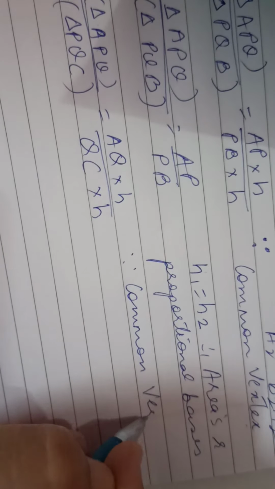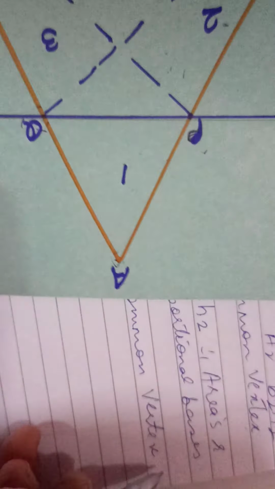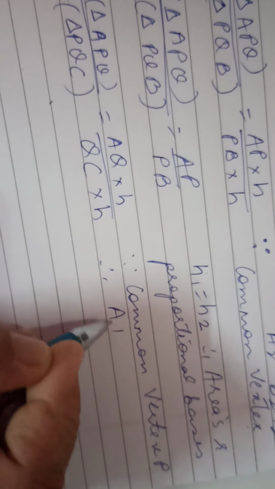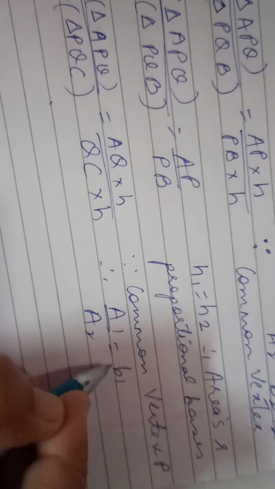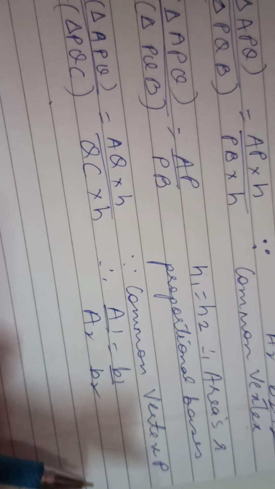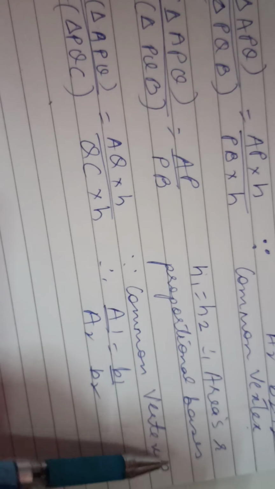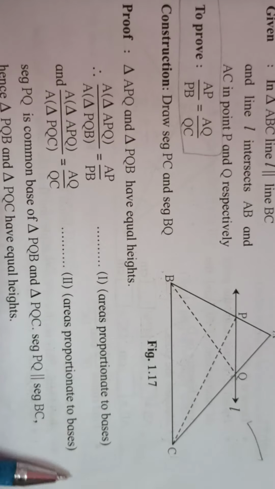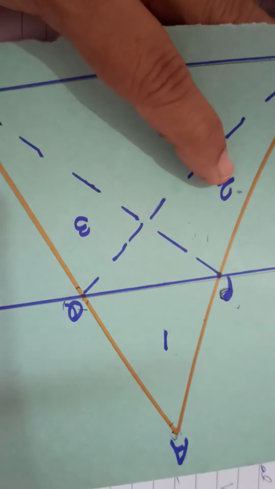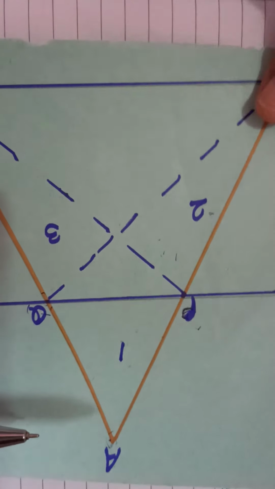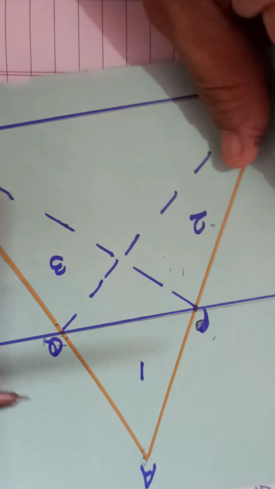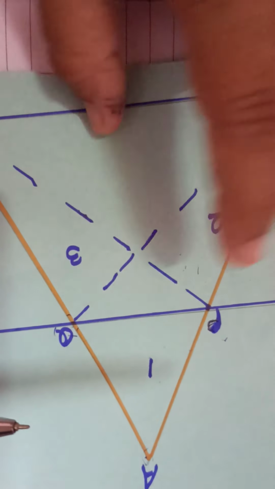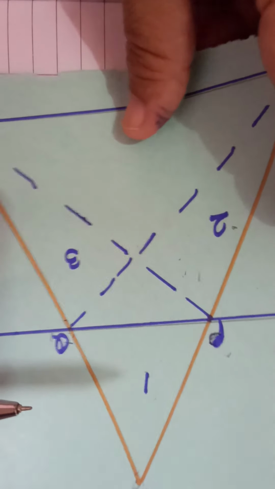Now what is the common vertex? P. Common vertex is P. Therefore, the areas A1 upon A2 is B1 upon B2. You can write it this way, or you can write areas are proportionate to the bases as it is written in the textbook. But this concept should be clear to you. Why is it proportional to bases? Because they both have common vertex P. Therefore, triangle 1 and triangle 3 have common height.